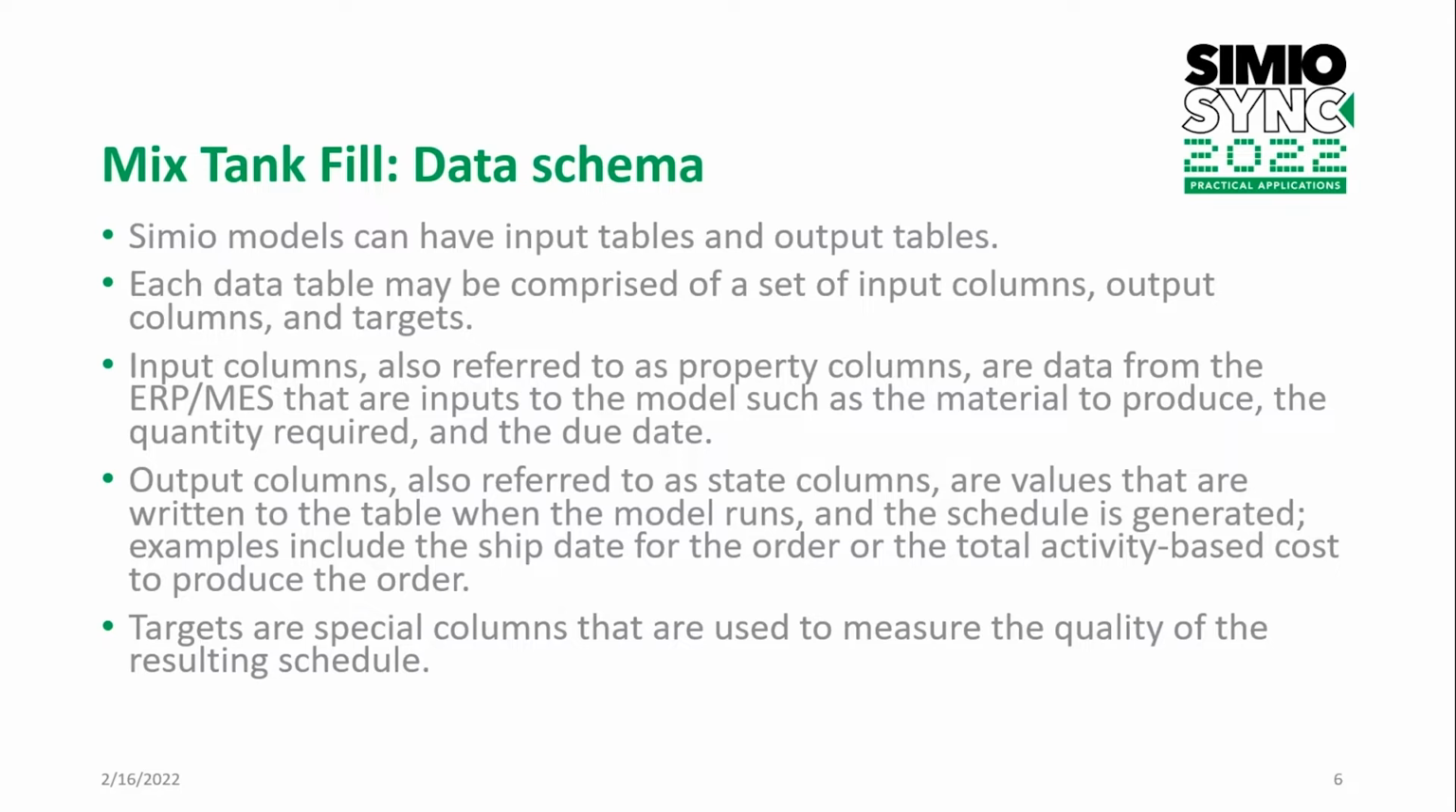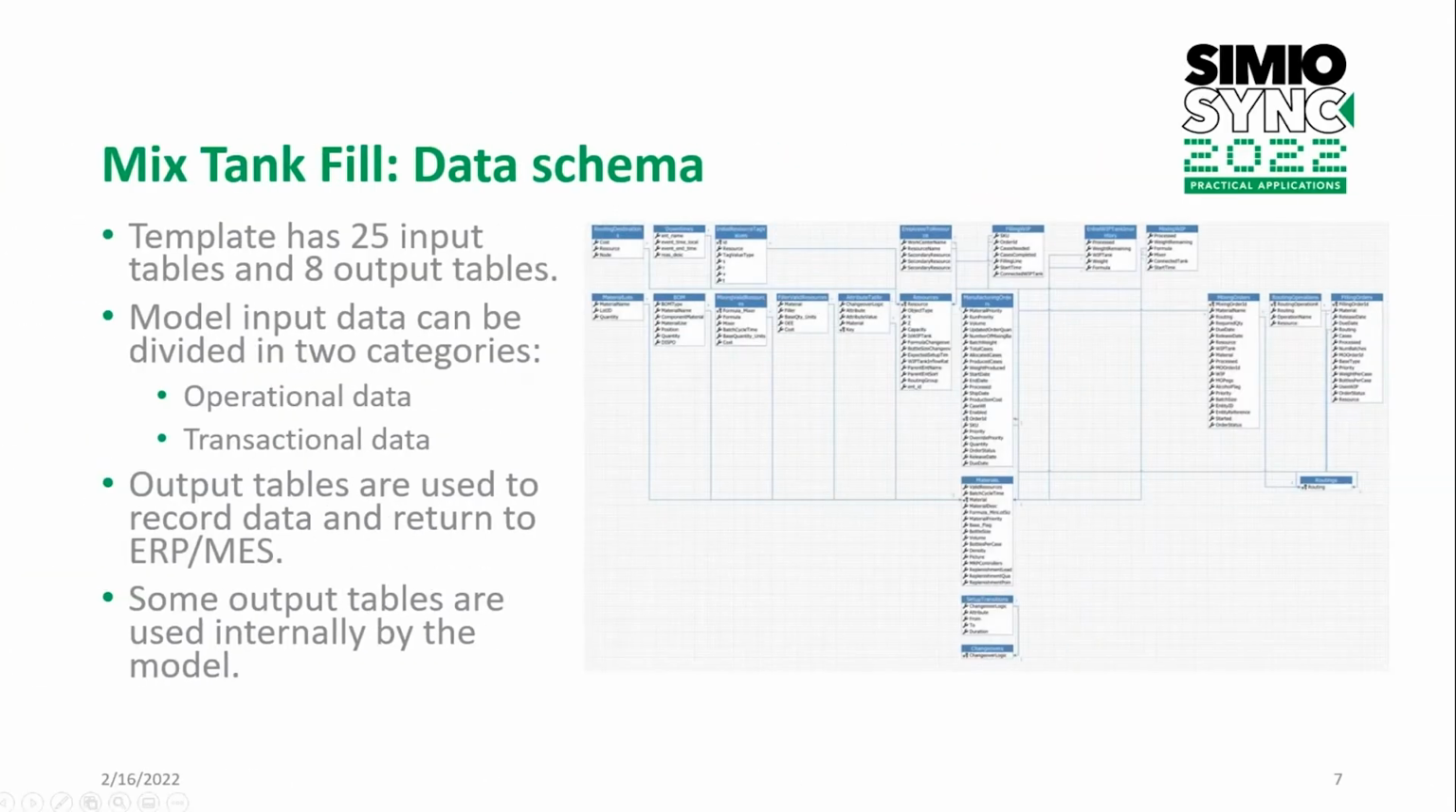Input tables can hold data imported from external data sources like MRP systems, ERP, or MES systems. Output tables are a collection of states to which values can be written to as the model runs, and these tables then can be exported back to external data sources like MRP or ERP systems or to a SQL database. You can also add target columns to a table to track schedule performance like on time or on budget and so on and so forth.